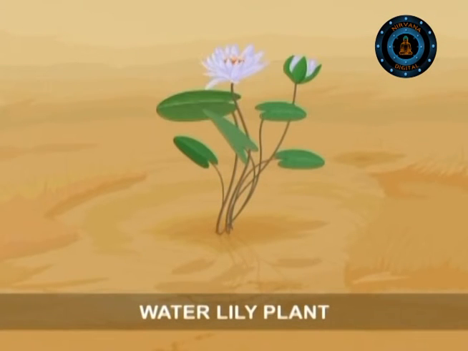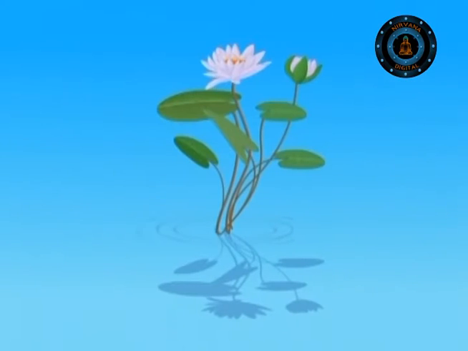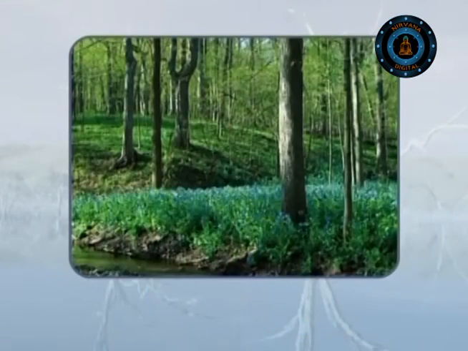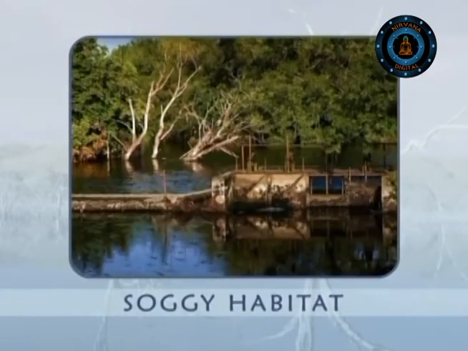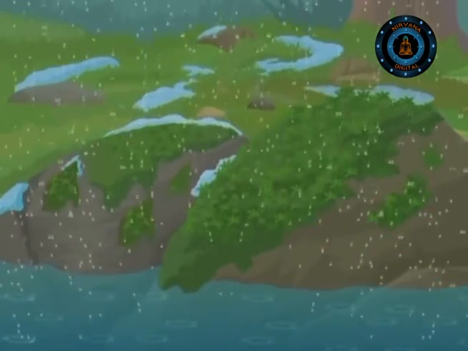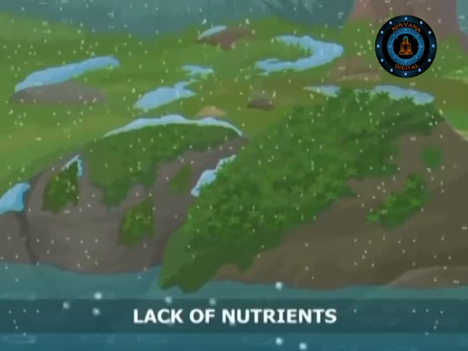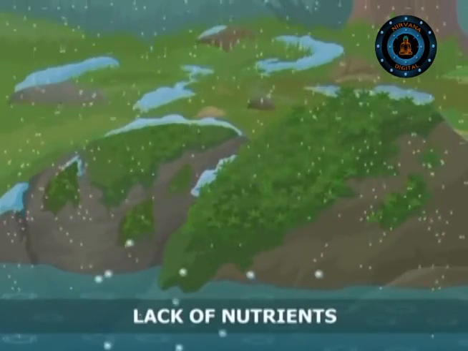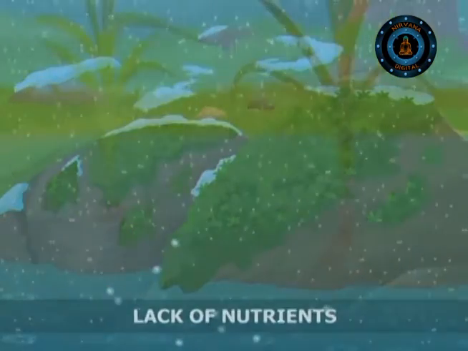Water lilies, for example, probably evolved from land plants around 100 million years ago. These plants had enough time to adapt to water. Plants also have to cope with soggy or flooded habitat. These are bogs, which are cold and have few nutrients. The plants here are small and low-growing, like sphagnum moss.